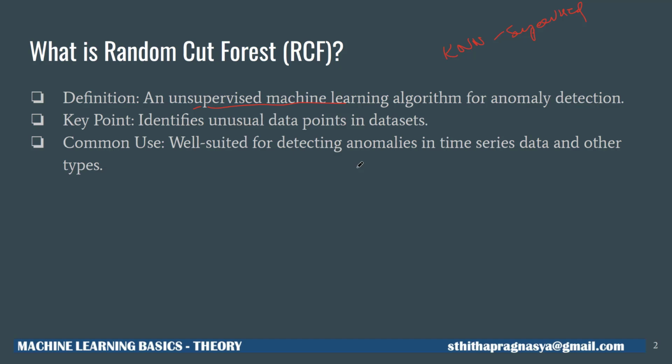The RCF algorithm builds on the concept of random forests, which are ensembles of decision trees. However, instead of using decision trees to classify or regress, random cut forest uses a collection of random cut trees to model the data's normal behavior and identify points that deviate significantly from this norm.